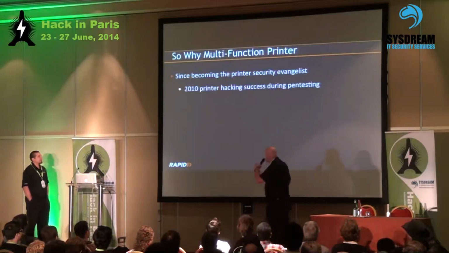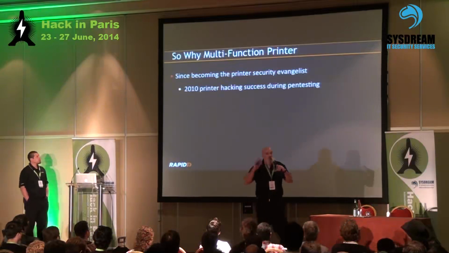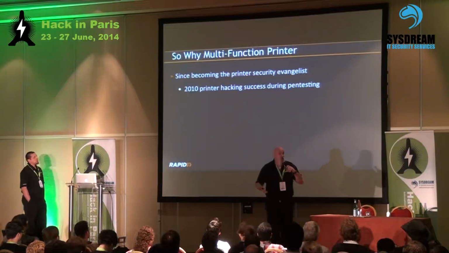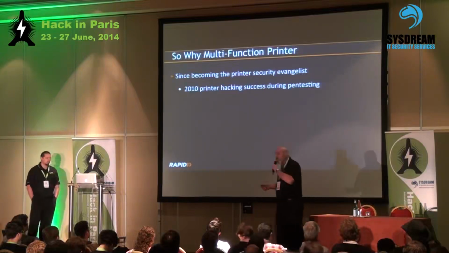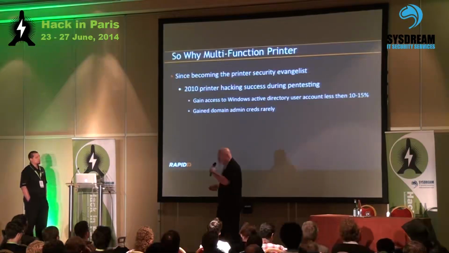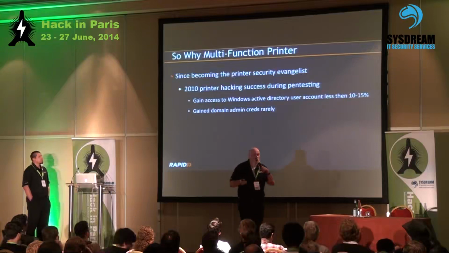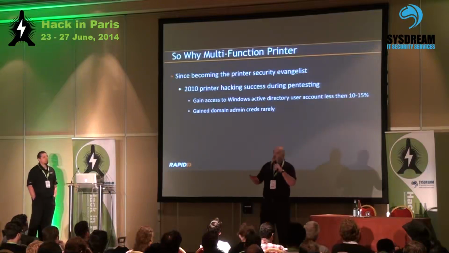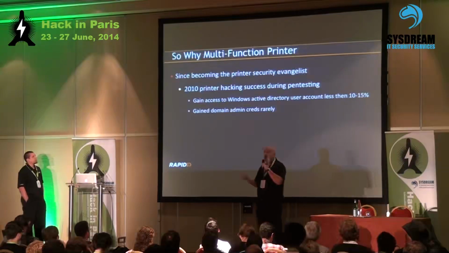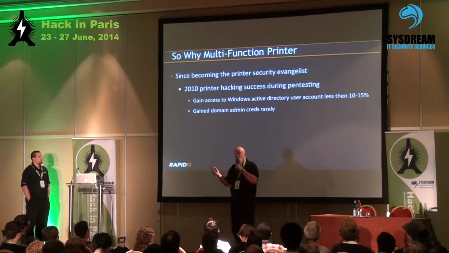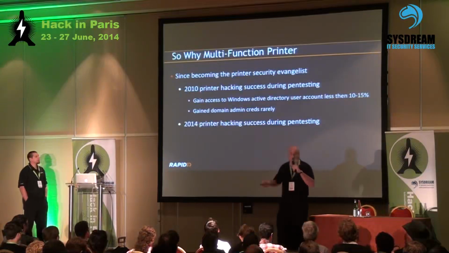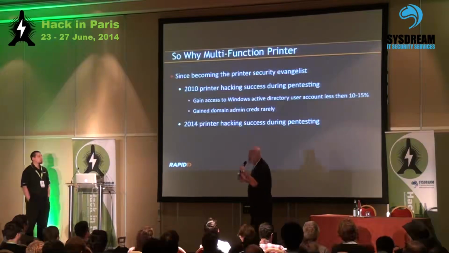Pete and I started doing this back in 2010, developing these methods and attack vectors to start leveraging them as part of our job. Back then, we were able to gain access approximately 10 to 15% of the time. By access, I mean we were able to extract usernames and passwords from multifunction printers that we could use to gain access to Active Directory environments. Now let's jump forward to 2014. It's changed a lot. Now this attack vector works 40 to 50% of the time.